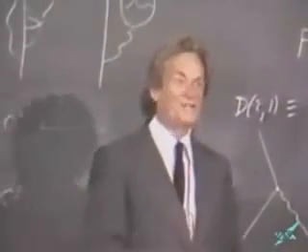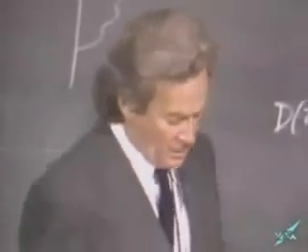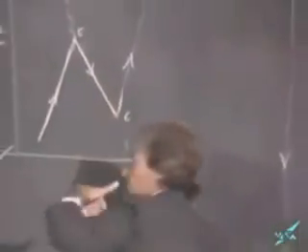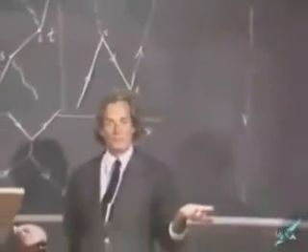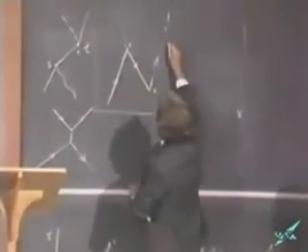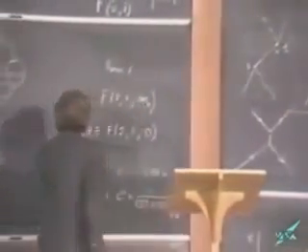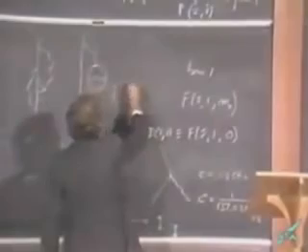Strangely, it is very interesting. Whenever you have shown an electron changing direction in your space-time diagram, it has coincided with a junction. Why? I did that because what I really know, and the only thing I do know, is that there's an amplitude to go from 0.5 to 0.6 as a free particle without disturbance. And then there's junctions, and then it goes to another point as a free particle without disturbance. And so I just wanted to represent the functions which I've erased here.